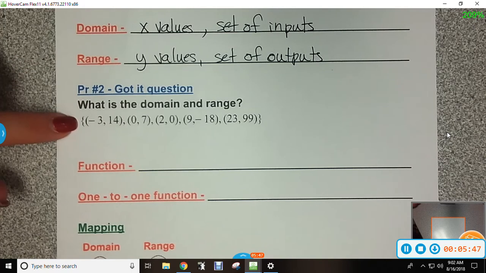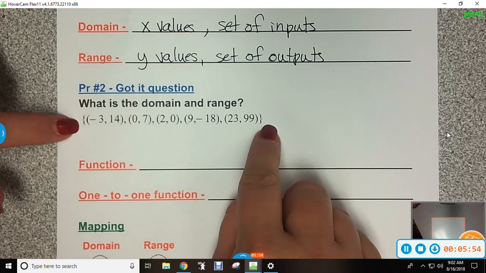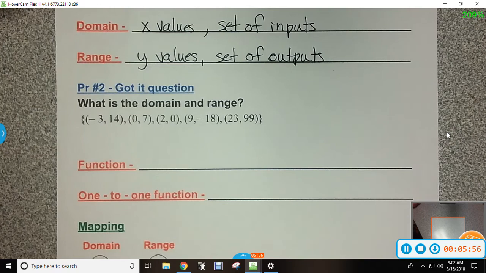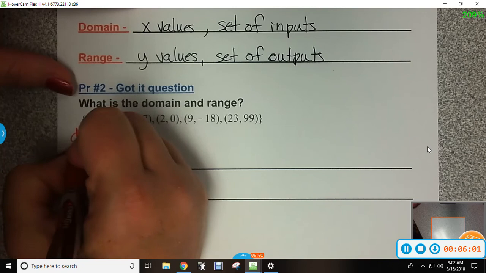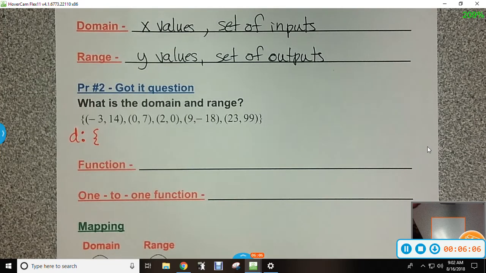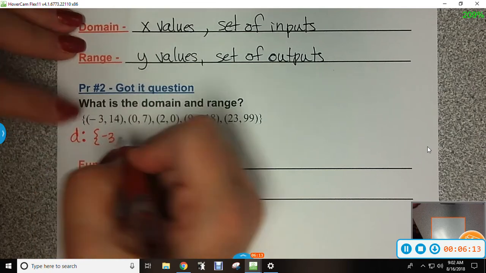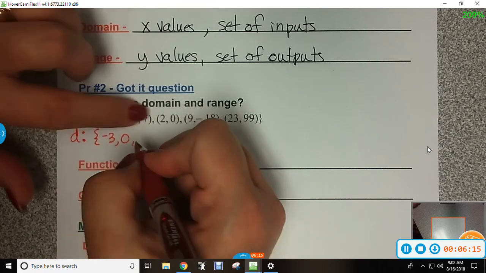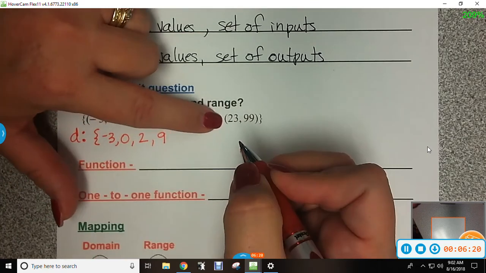So when I'm looking at this relation here, they've just listed a whole bunch of ordered pairs, and notice they've got them in these wavy brackets. That's just so that they can put them all together. So just a notation. So if I'm going to write down the domain for this, I'm going to use those same wavy brackets, and then I'm going to just list all of the x values. So my x values: -3, 0, 2, 9, and 23.